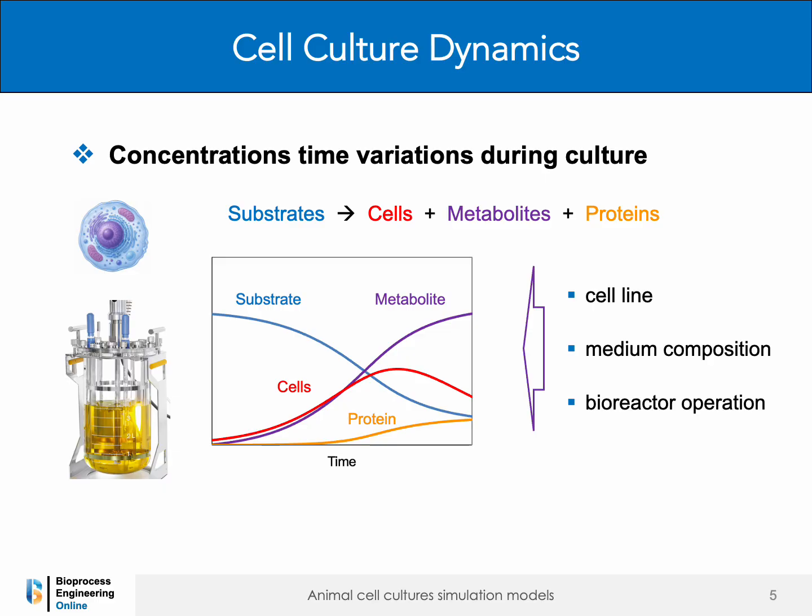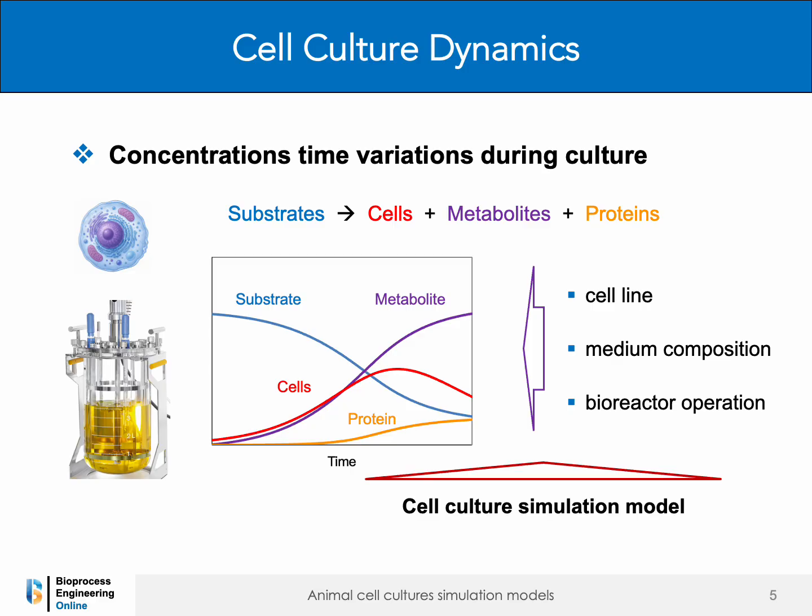These dynamic changes depend on many factors, including the characteristics of the cell line, the composition of the culture medium, and the operating conditions within the bioreactor. Understanding and predicting these dynamics is one of the main objectives of cell culture modeling.